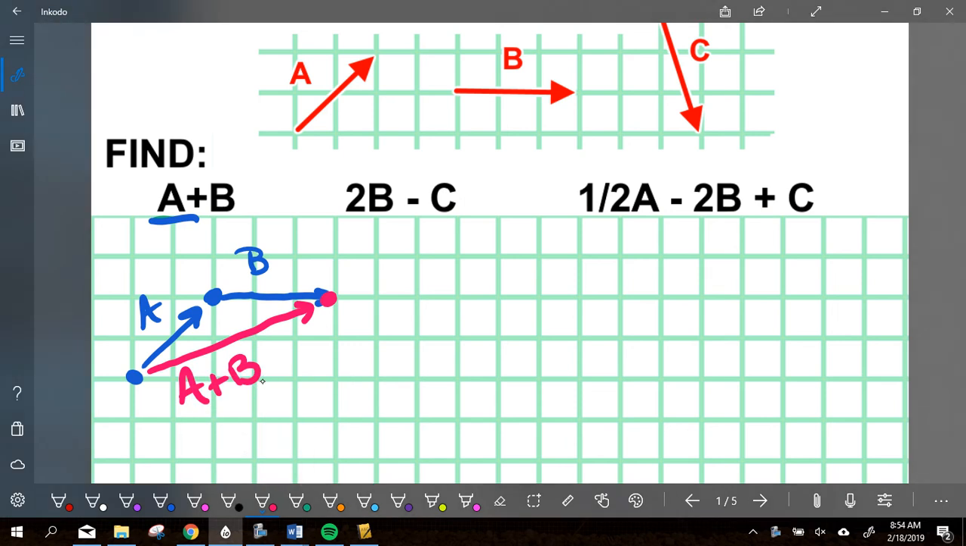For number 2, we're graphing 2b minus c. And so we're going to start off with this b vector. And so we are going to pick a starting point. It doesn't really matter where I begin to make my graph, but let's make it right there.